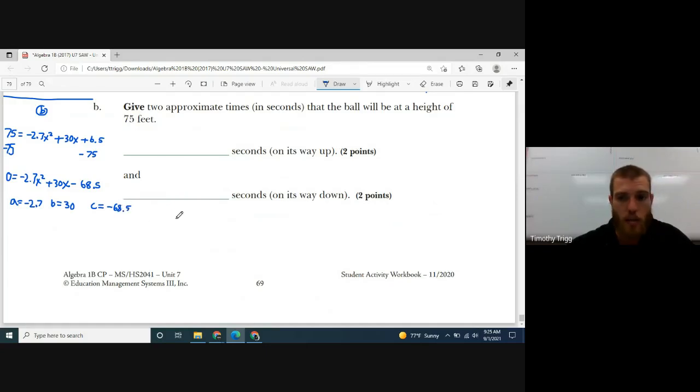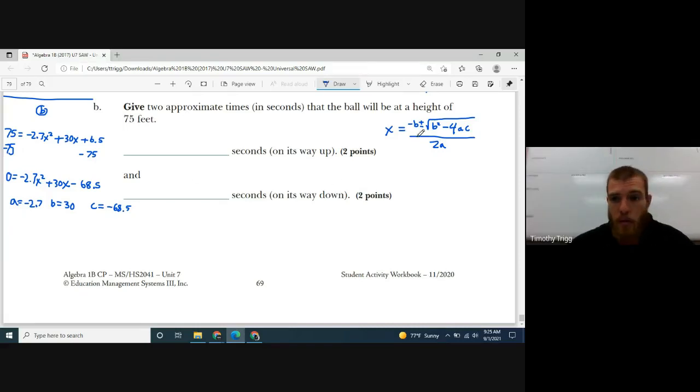And we're going to be using the quadratic formula. I'm going to go ahead and write it over here just to remind ourselves. So that's going to be x equals negative b plus or minus the square root of b squared minus 4ac all over 2 times a. Yes, you have to have that memorized.